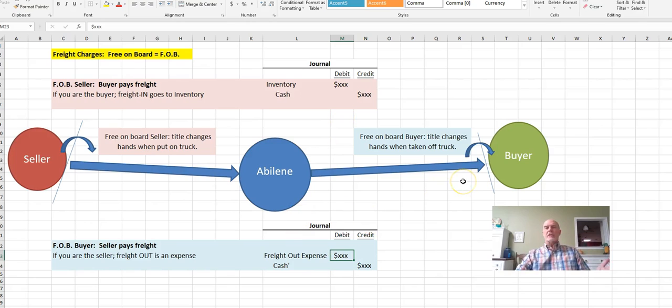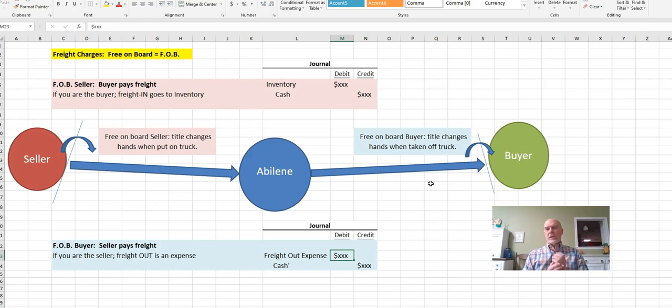Over here, we are the seller, and if we negotiated FOB seller, we wouldn't pay any freight. But if it's FOB buyer, free on board to the buyer, we would pay that freight, and freight on outgoing product is debited to an expense account called freight out expense.